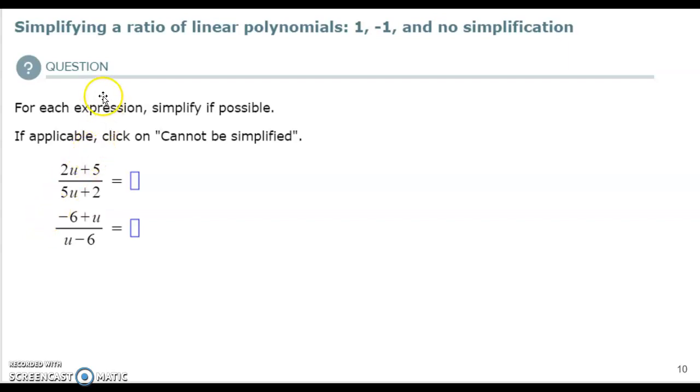Okay, this next idea we're going to talk about is simplifying a ratio to either 1, -1, or no simplification. So let's think about the first one. I want you to think, is there any way that I can divide, does 2w plus 5 divided by 5w or 5u plus 2 simplify to anything? I see that they both have a 5, they both have a 2, and they both have a u, but there's no way to rearrange this so that it can be simplified further. So this would say it cannot be simplified.